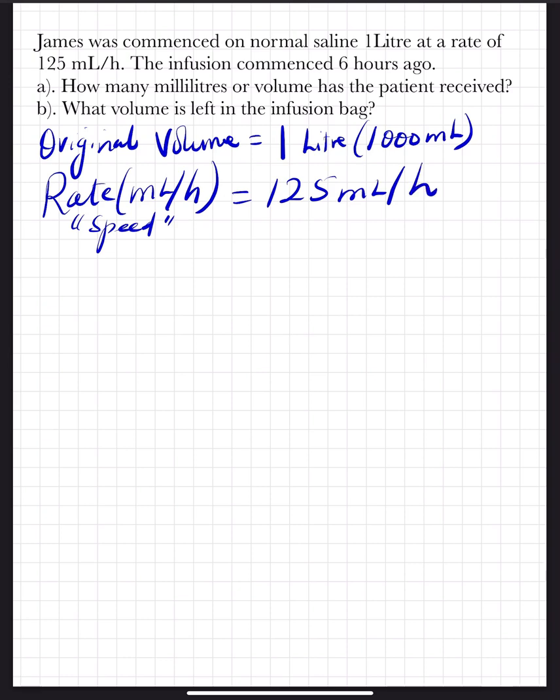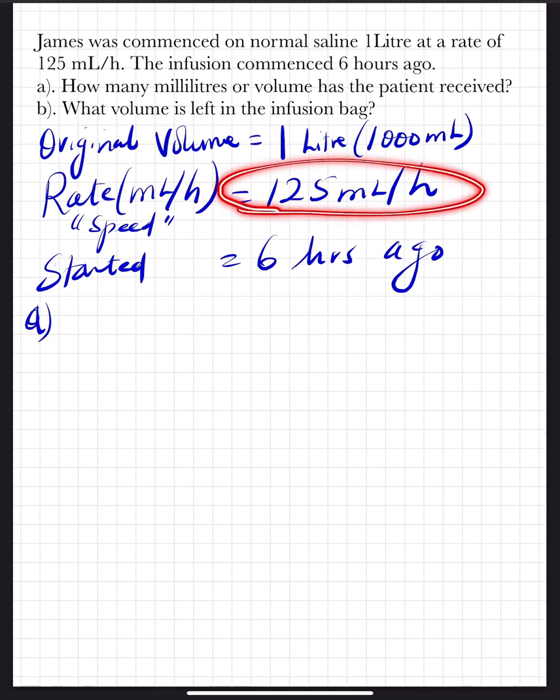We understand that the infusion commenced 6 hours ago. In other words, you've infused normal saline for 6 hours continuously. So if you look at part A of the question, which is asking how many milliliters of volume the patient has received, we could keep this in plain English, bring it here, and break it down to make it simpler.